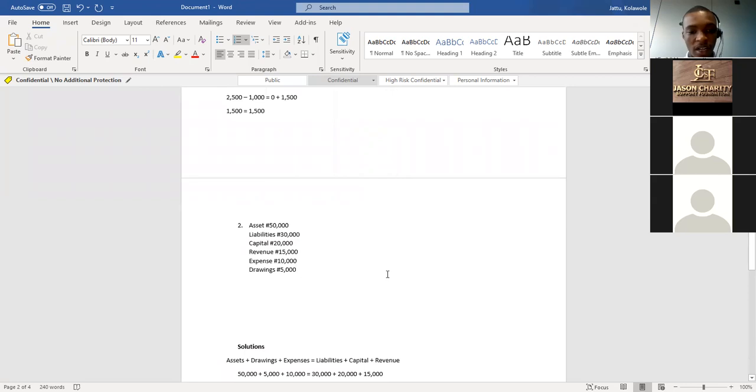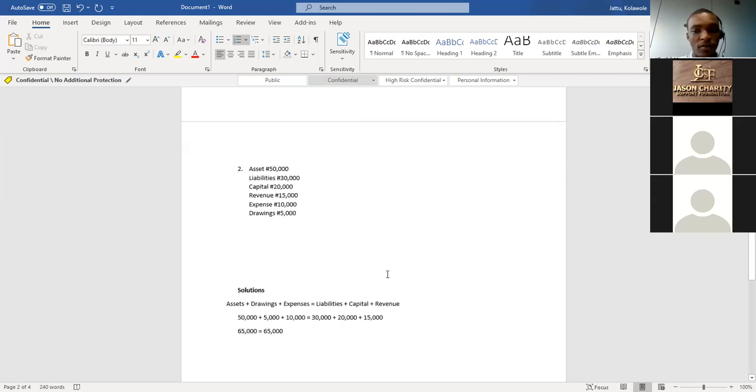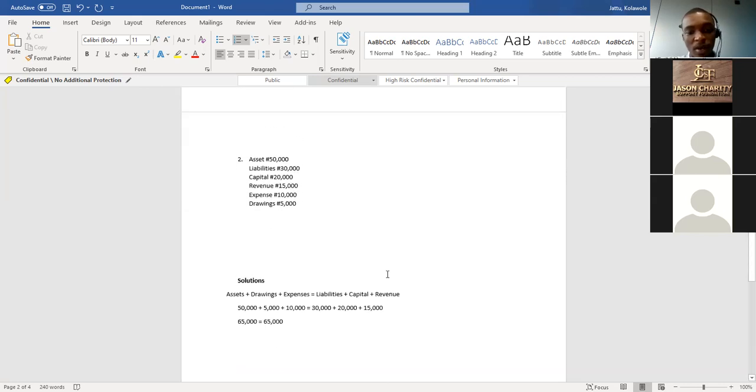There's another question that captures all of these components. That is the component of these formulas above, in a situation where you have an asset of 50,000 naira, liabilities of 30,000 naira, capital of 30,000, revenue 15,000, expense 10,000, and drawings 1,500.